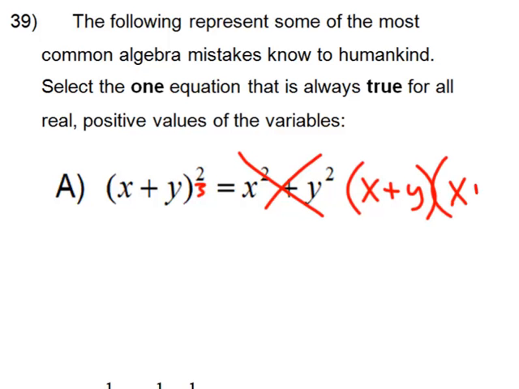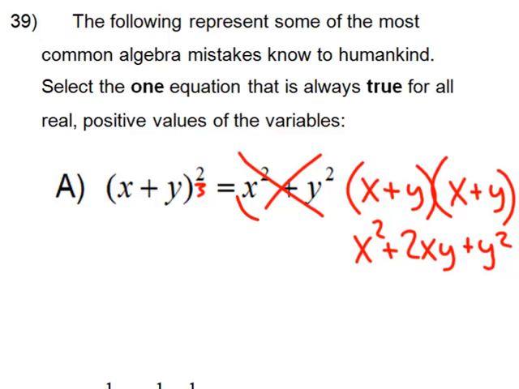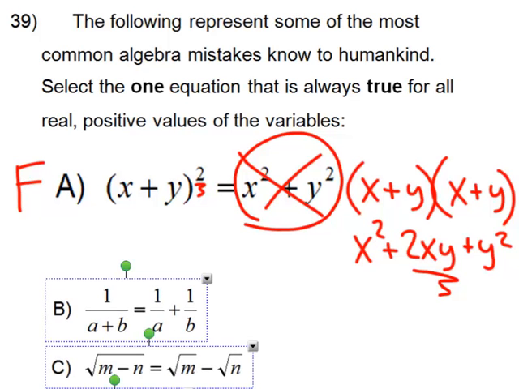So times another x plus y, and then you need to FOIL that out. X squared plus xy plus another xy plus a y squared. That would be a true statement. Okay, so again, there was something missing in here. We were missing that 2xy. That would be a true statement. All right, so A is definitely false. Let's check out B.